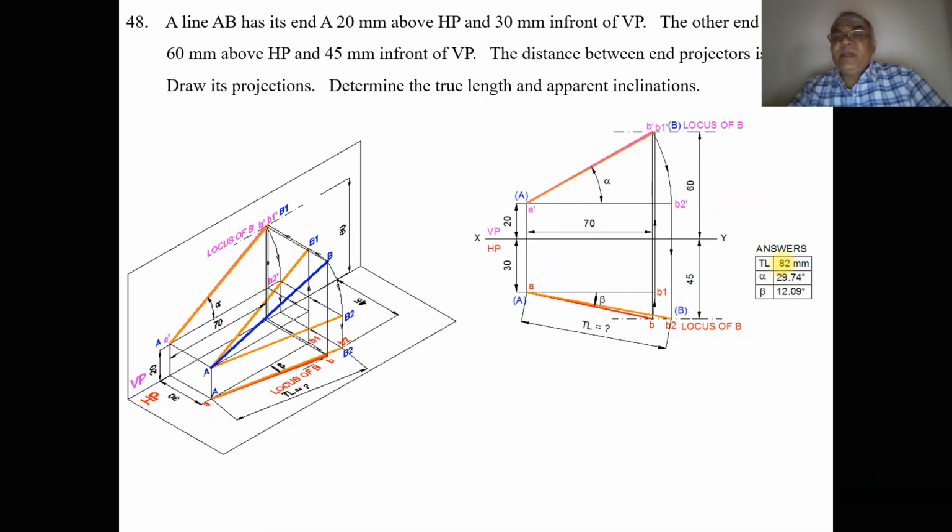So this is how you will be able to analyze and solve this problem manually.